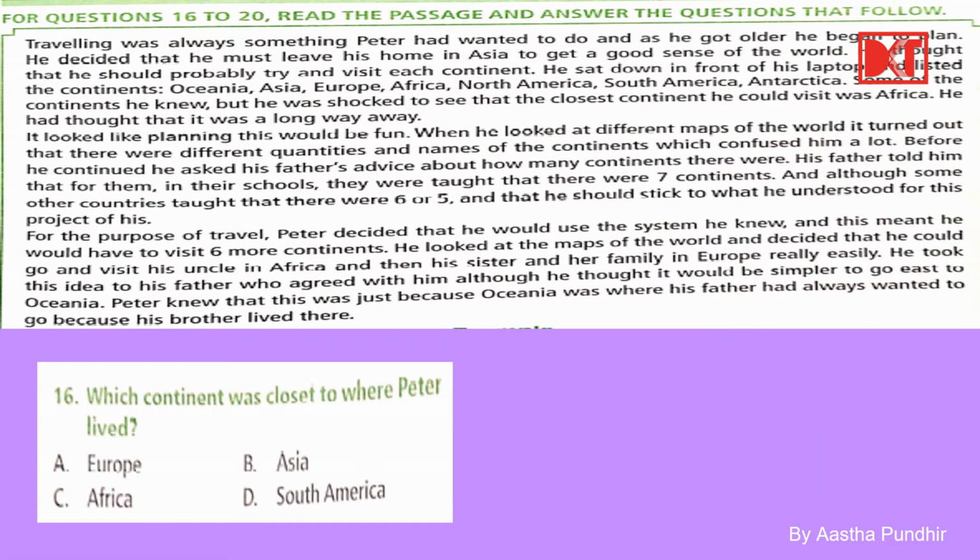Now, which continent was closer to where Peter lived? A. Europe, B. Asia, C. Africa, D. South America. Now, where did we find that? हमने कहाँ देखा था कि पीटर को पता चलता है कि कौन सा अफ्रीका? Here. He was shocked to see that the closest continent he could visit was Africa. So here, what is the correct answer? The correct answer is C. Africa. All right.